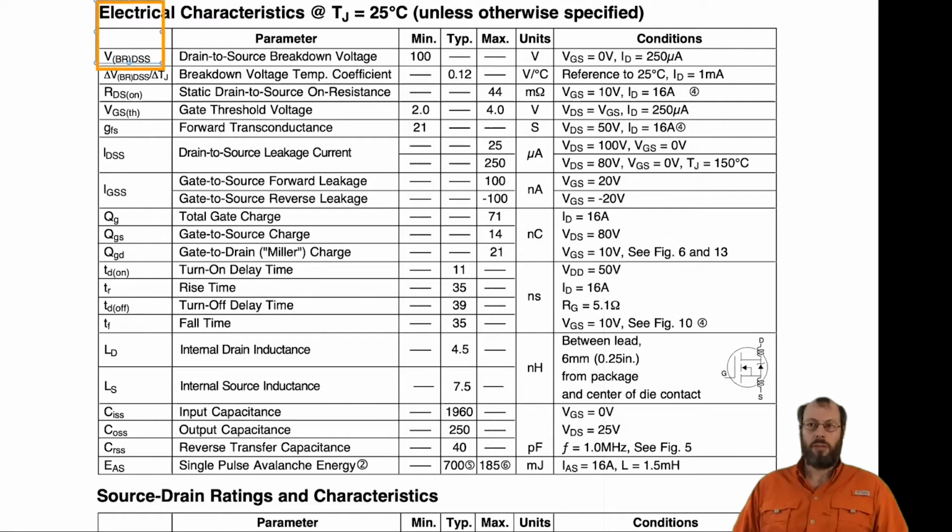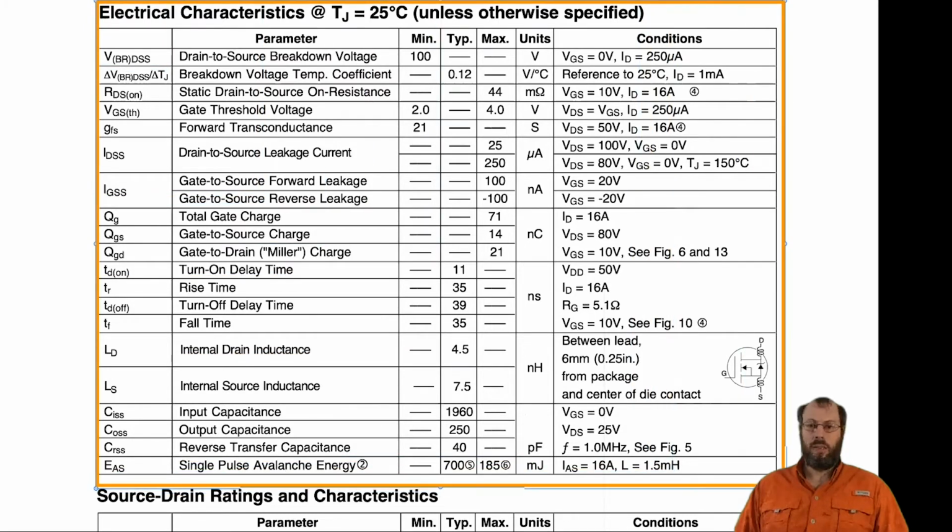The electrical characteristics table is telling us quite a lot about the operation of the device in a converter. The numbers here are specified for a junction temperature, so the silicon temperature inside the device, of 25 degrees Celsius, which is a de facto standard for room temperature. The 100 volts of drain source breakdown voltage is given as a minimum, so we have a guaranteed blocking voltage of at least 100 volts.